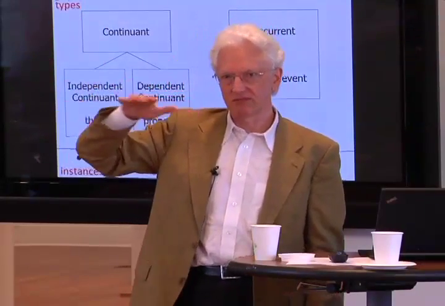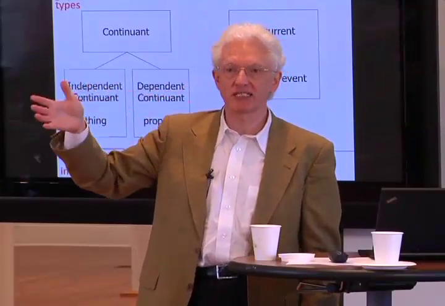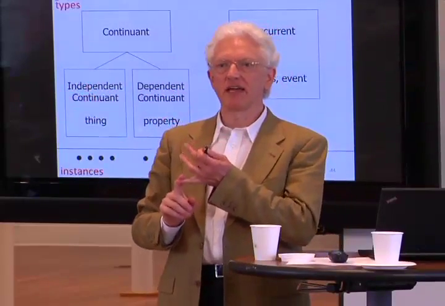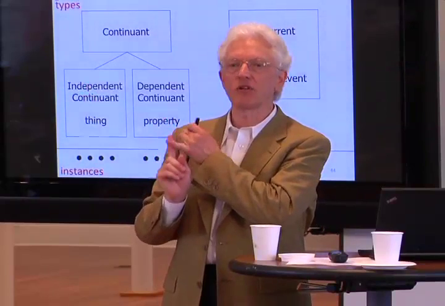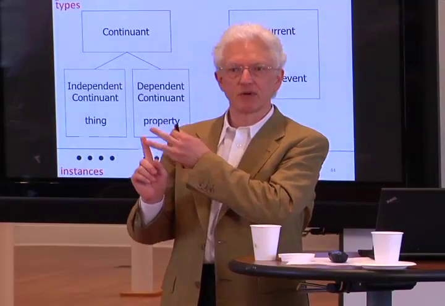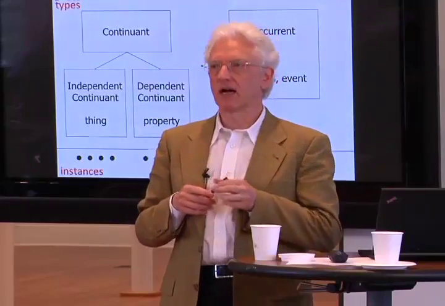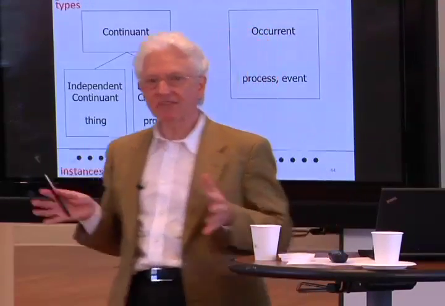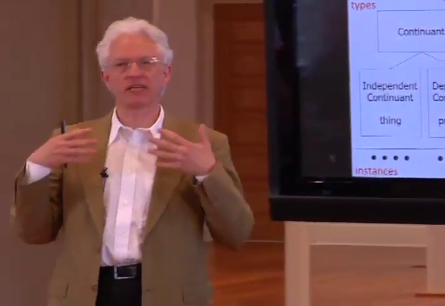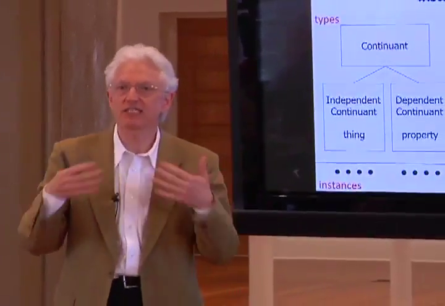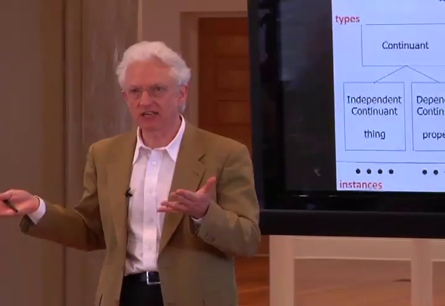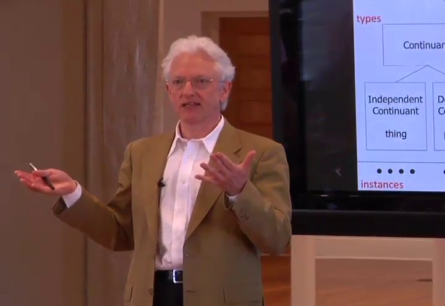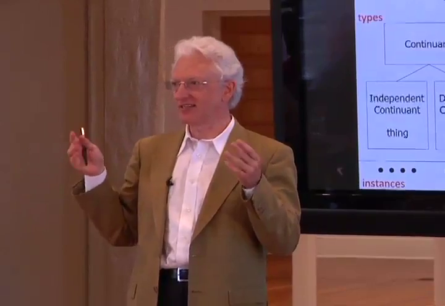So continuants can gain and lose qualities, parts. They can even change their type. So a larva is not going to be a larva for the whole of its existence. It will one day be a butterfly. Now, occurrents never change their type. They never lose parts and wholes. They never change or lose qualities. Occurrents are what they are timelessly, because they never change, because they are changes, and changes can't change. Changes can't change. Changes are changes.